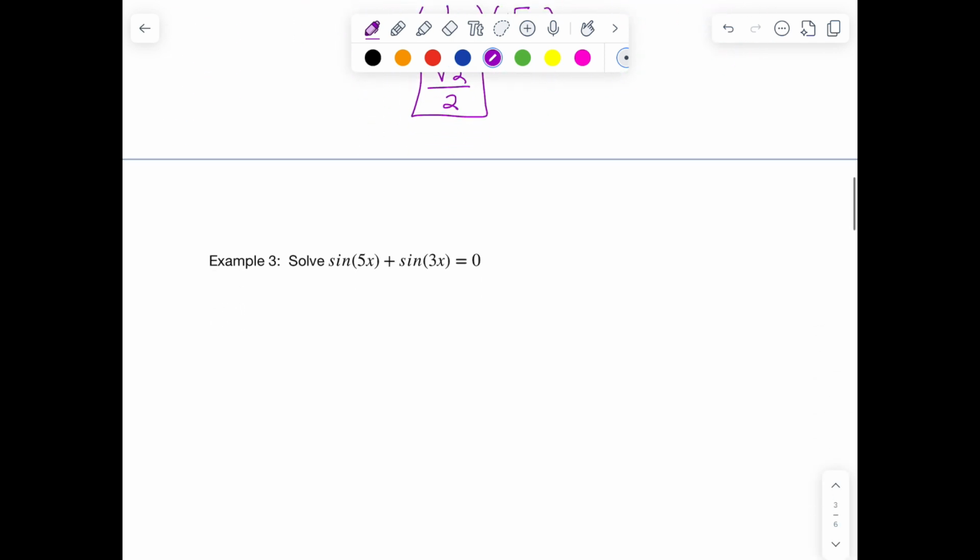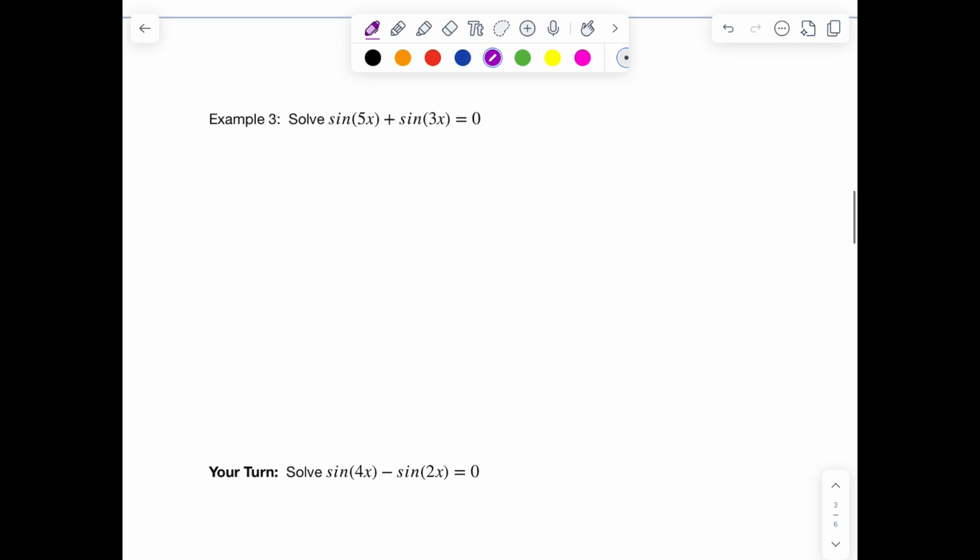We can also use our product to sum and sum to product formulas to solve trigonometric equations. So in this example, we want to solve sine of 5x plus sine of 3x equal to 0. So I'm going to take this sum and write it as a product using my sum to product formula. In this case, that will be 2 times the sine of 5x plus 3x divided by 2 times the cosine of 5x minus 3x divided by 2 equal to 0.